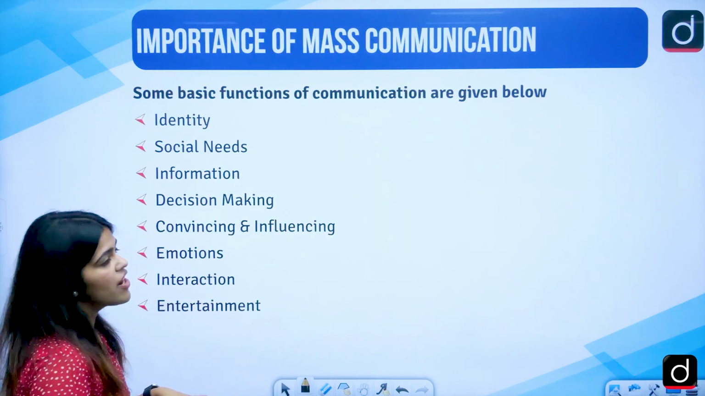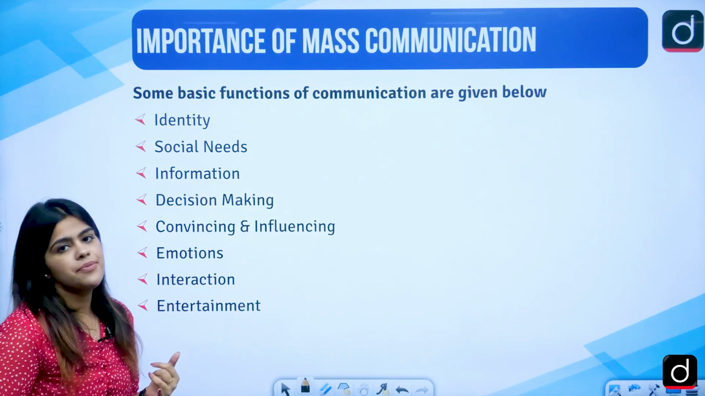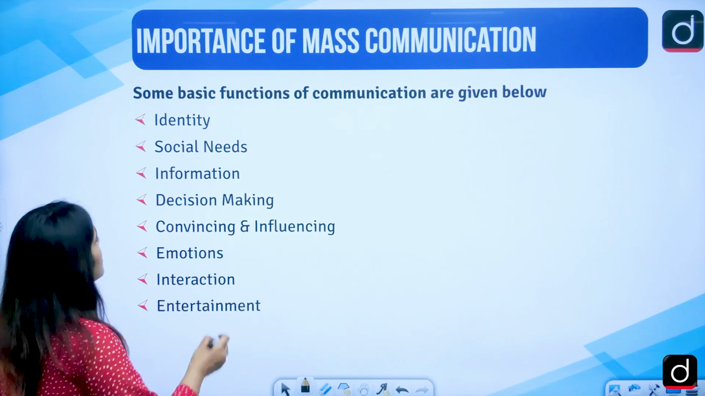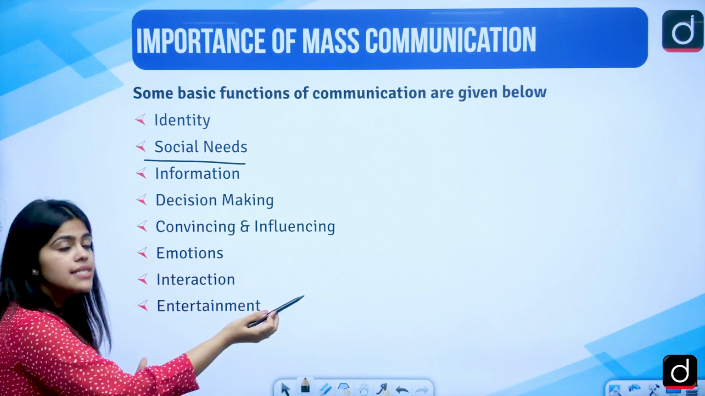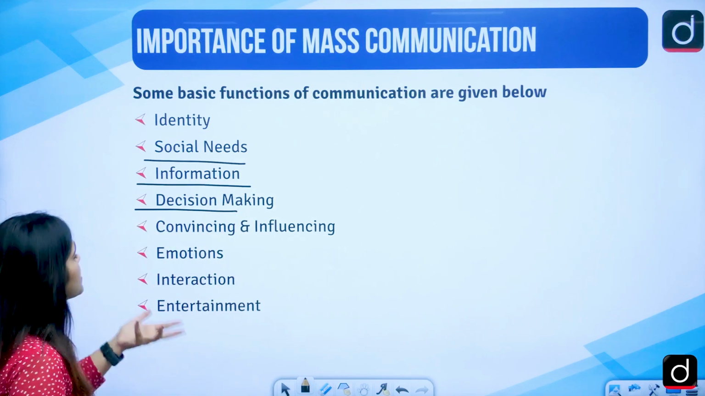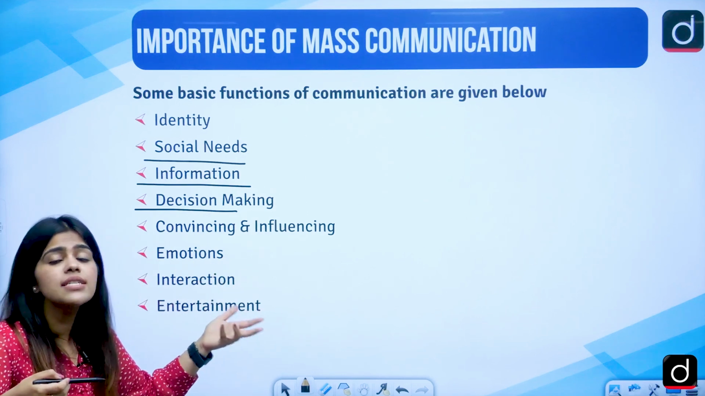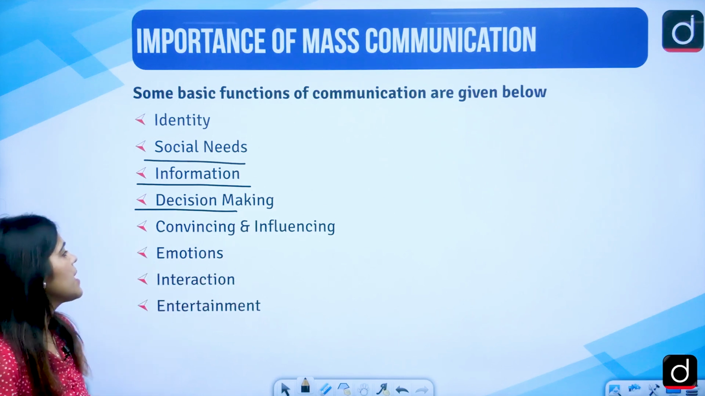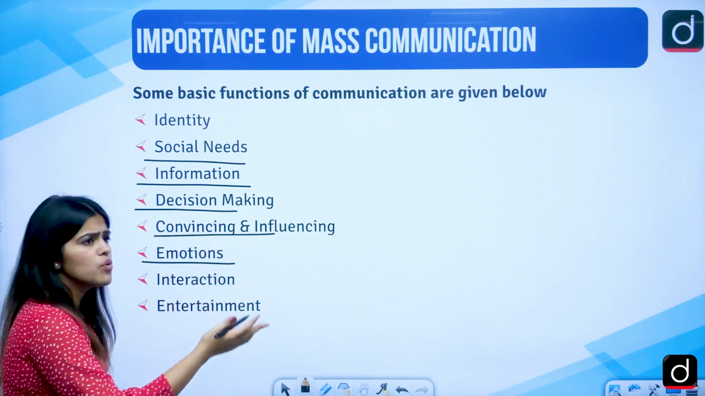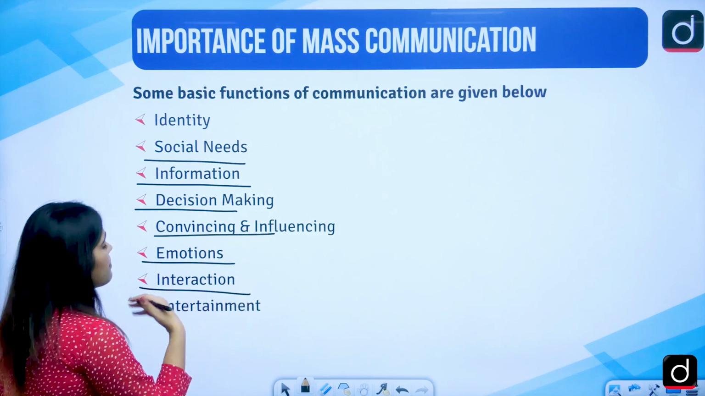Then the basic functions, to just culminate what we have done. We know that the identity of the people is formed when mass communication is done properly. It talks about the social needs. It gives us information. It helps us make decisions. It will give us the power to have different opinions, to raise our voices, and it will give us decision making power. It will convince and influence us. It makes us emotional. It will talk about the different cultures. We can propagate culture. There can be interaction.